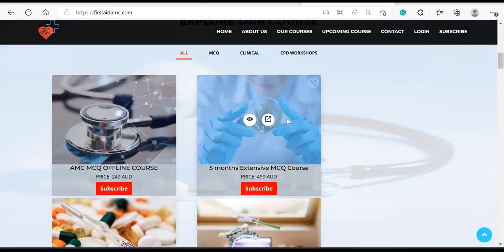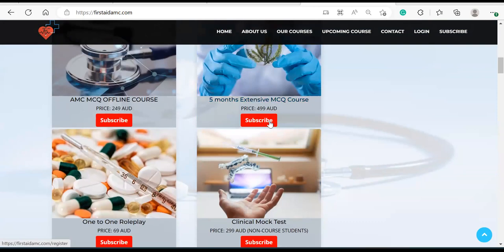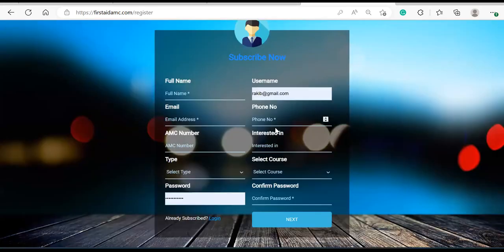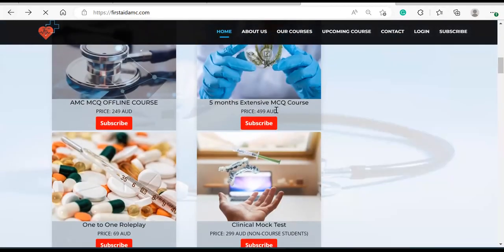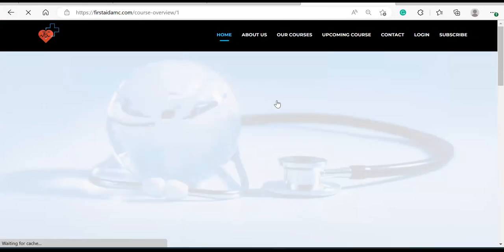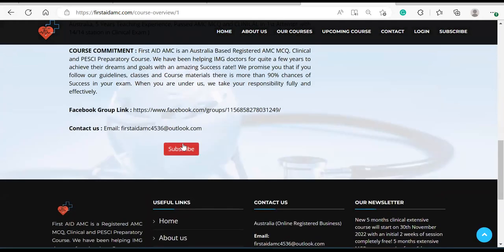If you go to this portal, and you go for the 5 months extensive MCQ course and click subscribe, it will take you to some details, your name and all of the other details. And then on the next page, you will need to upload your photo. You will need to upload your MBBS certificate. And then there will be a payment option. Okay, so you can just make the payment there.